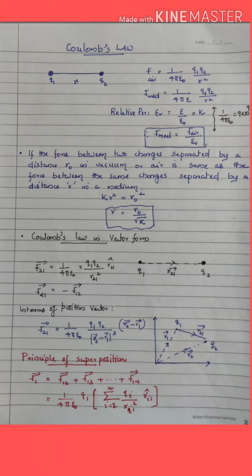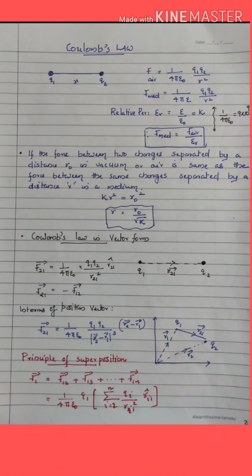Look, the very important concept, the force between the two charges separated by a distance r0 in vacuum or air is the same as the force between the same charges separated by a distance r in a medium. So we can just write, by using the denominator concept, K r square takes the value as r0 square, then we can relate r as r0 by root K.